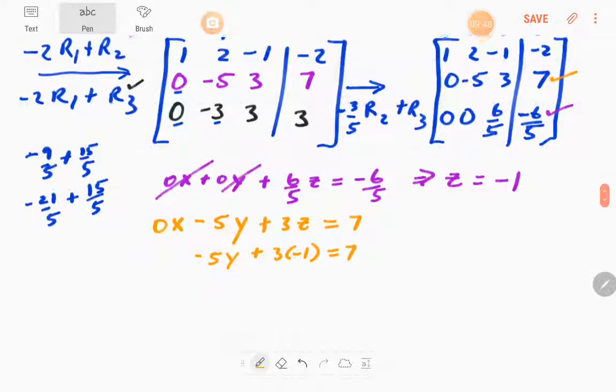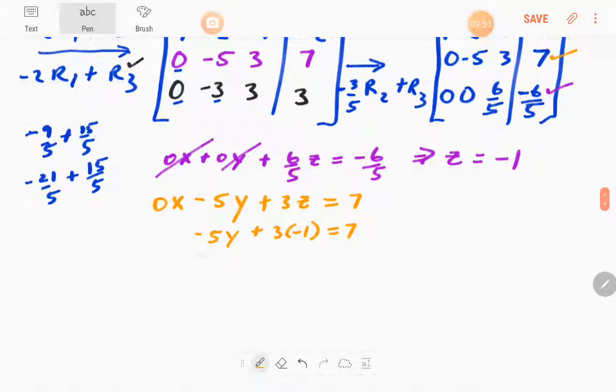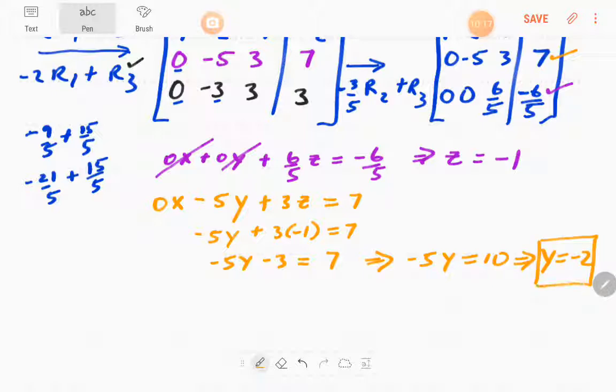So if we have minus 5y minus 3 is equal to 7, we could add 3 to both sides. So that would give us minus 5y is equal to 10, which implies that y is equal to negative 2. Okay, so we have this solution here. We have this solution here.